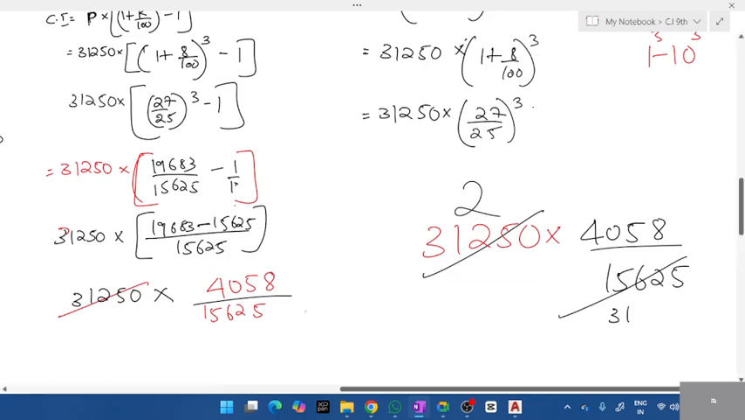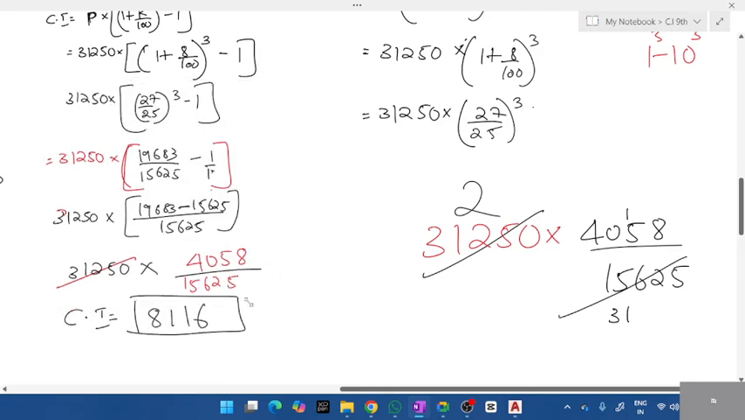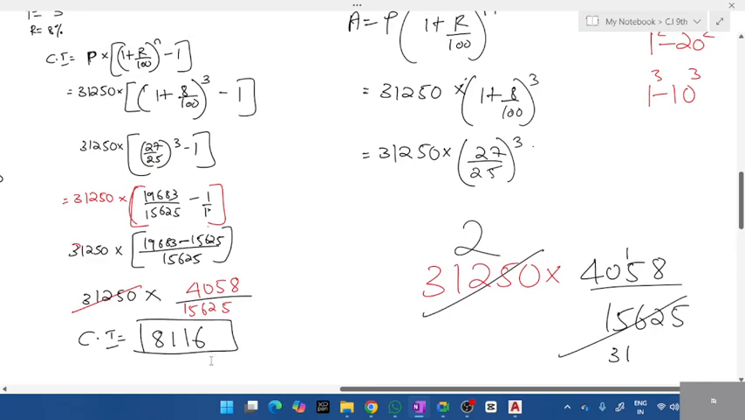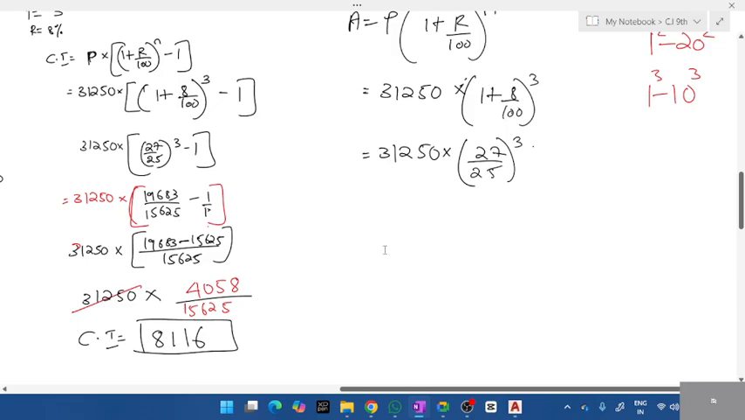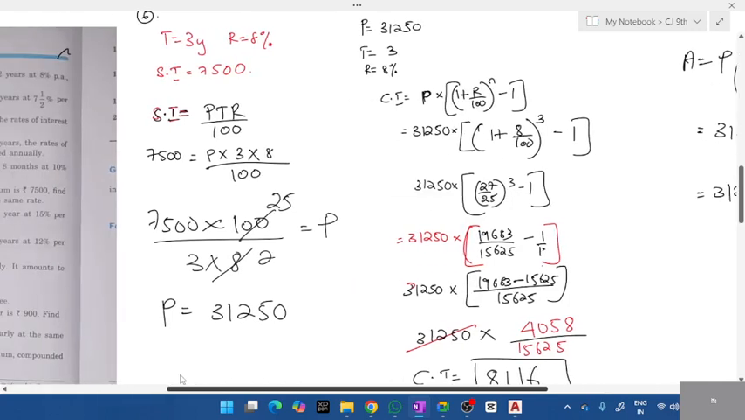Okay, how much is 2 into 4,058? 8,116. So what's the answer? Compound interest? 8,116. Yeah, completed here, Bhargavi and Ananya. And I'll tell you how to find the amount using the formula. So this is the compound interest. See, this is how you solve when there is a minus 1 calculation. Compound interest will always have minus 1 with it.